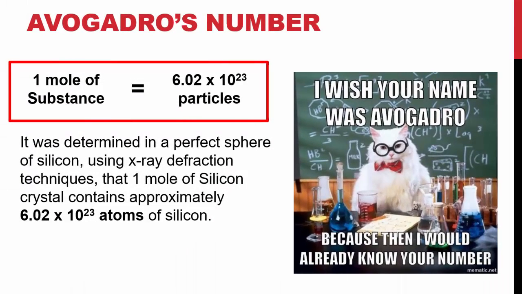Avogadro's number is, quite simply put, a very large number, which is 6.02 times 10 to the 23rd. Avogadro's number is used to determine how many particles are in 1 mole of a given substance.